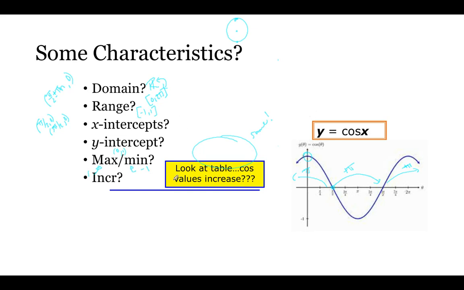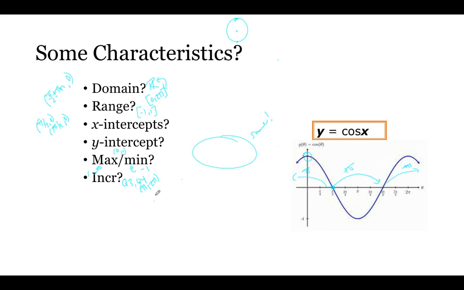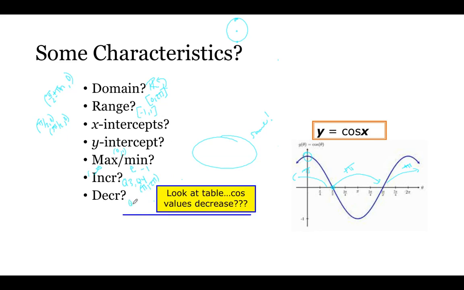Where is this one increasing? Well, we are decreasing in quadrant 1 and quadrant 2. It was increasing in quadrant 3 and quadrant 4. Right, it went from -1 at that boundary to 1 when we got back to 2 pi. So it's increasing from pi to 2 pi. It was decreasing in quadrants 1 and 2, which was 0 to pi.